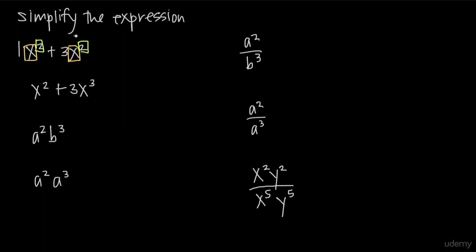So when we have 1 of them and we add to that 3 of them, 1 plus 3, we get 4. So this is going to be equal to 4x squared. We keep the like term of x squared together. So that's addition of like terms.